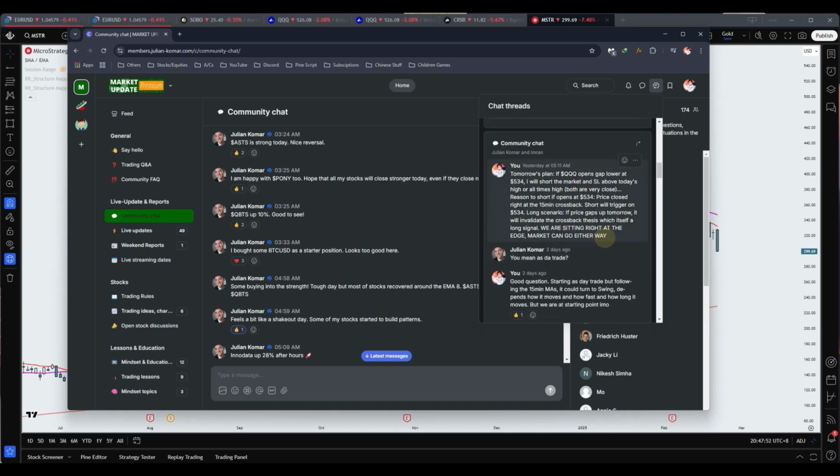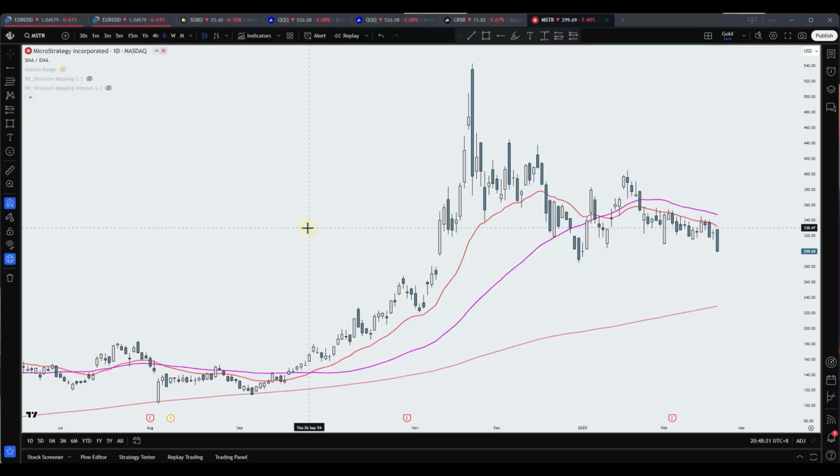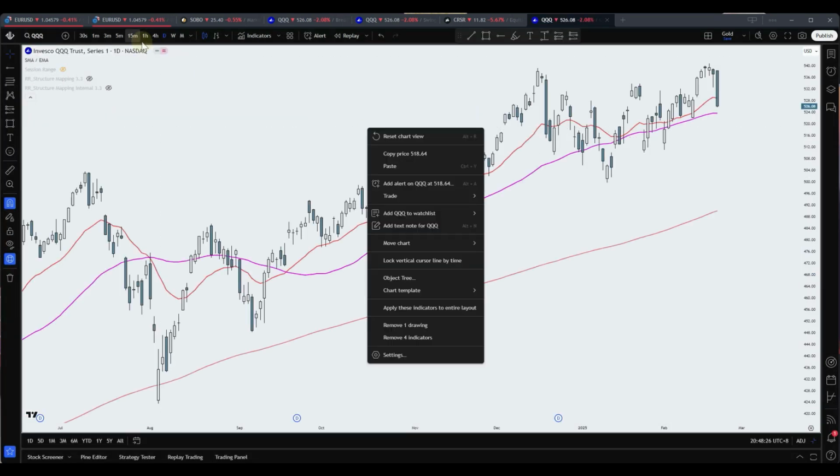Look here, I said tomorrow's plan. Actually, this is yesterday before QQQ or Nasdaq fell down. I said if it opens gap lower at 533, I will short the market and SL above today's high. Okay, and it opens a little bit gap higher rather than gap lower, but of course it didn't change the overall moving averages structure.